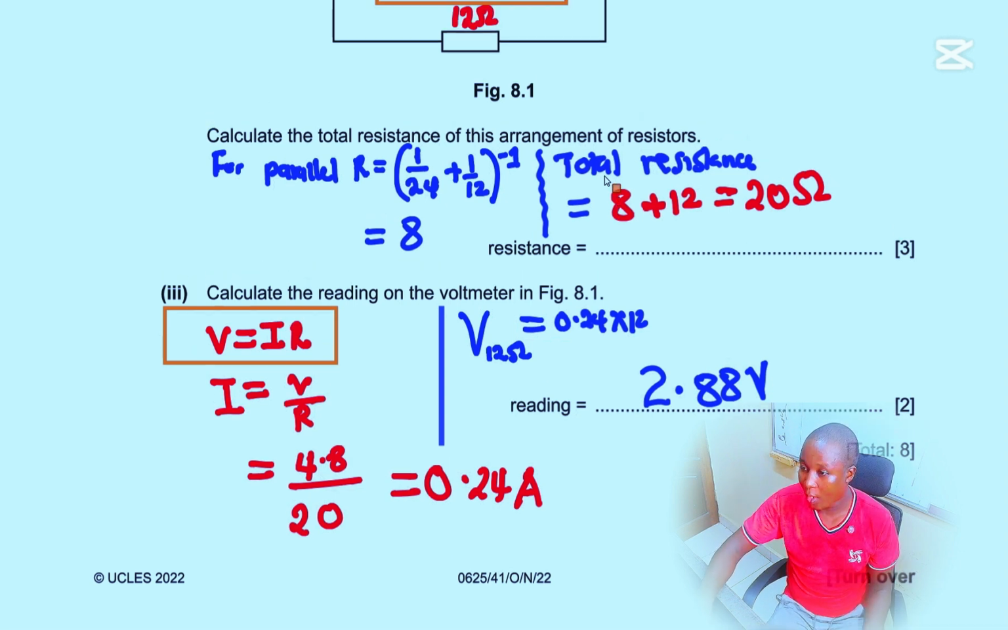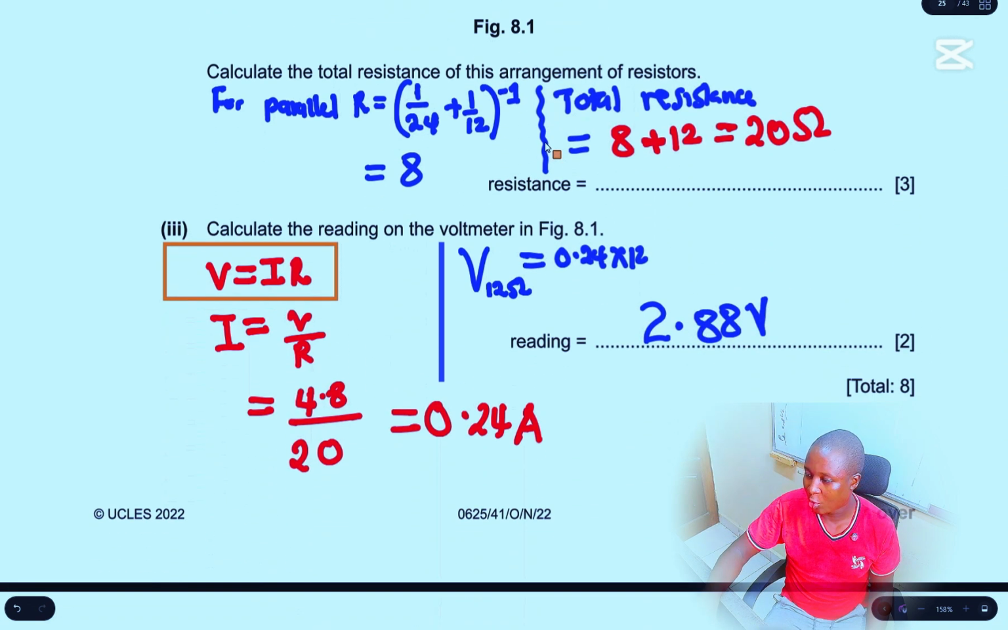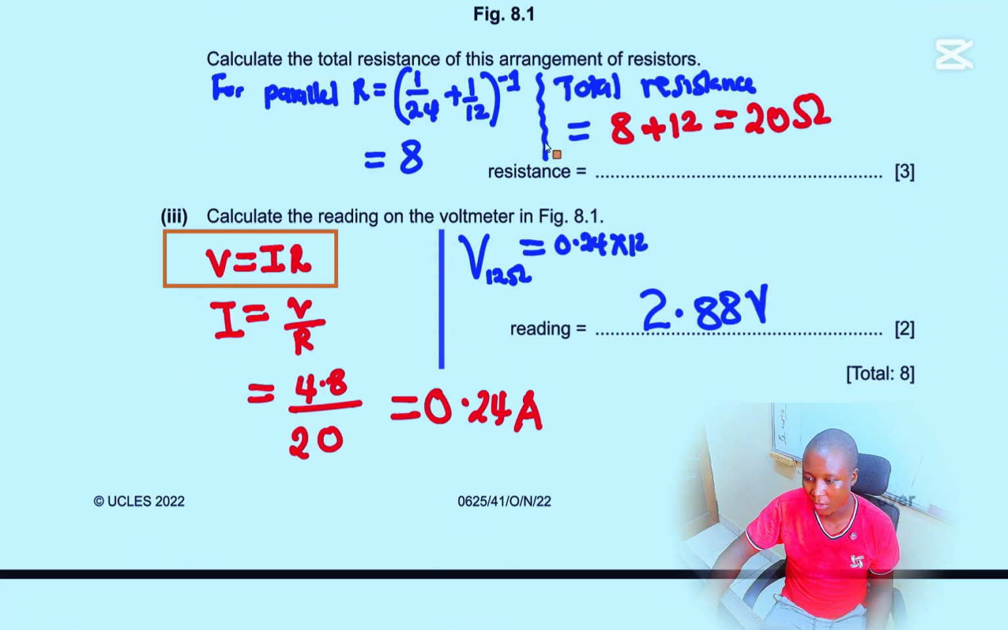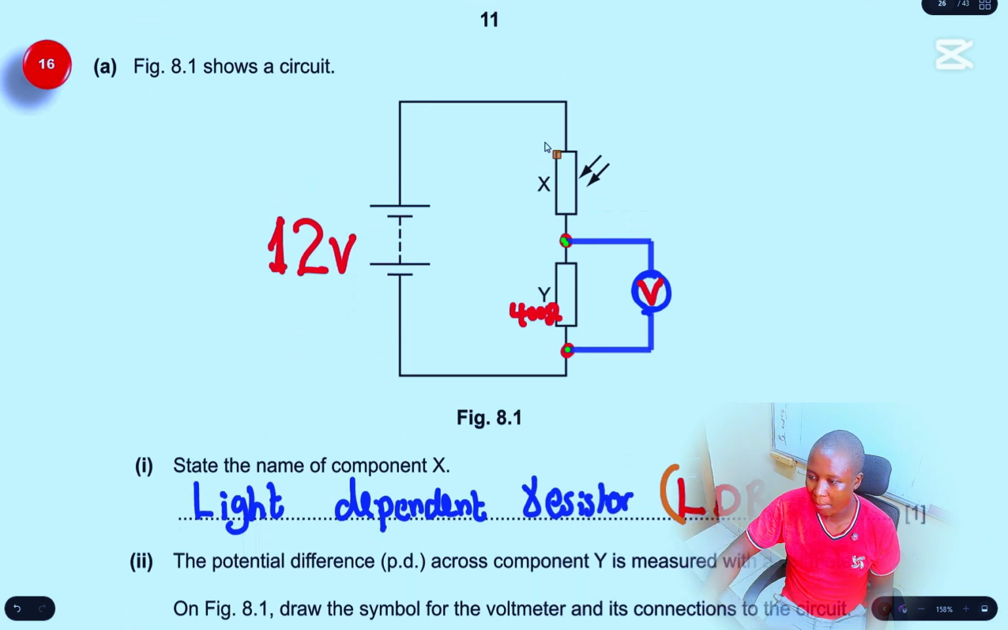But we are working out now the voltage across the 12 ohm resistor here. So it means the total current times the resistance of this resistor, and that is going to give us 2.88 volts. Then moving to the next question, question number 16.